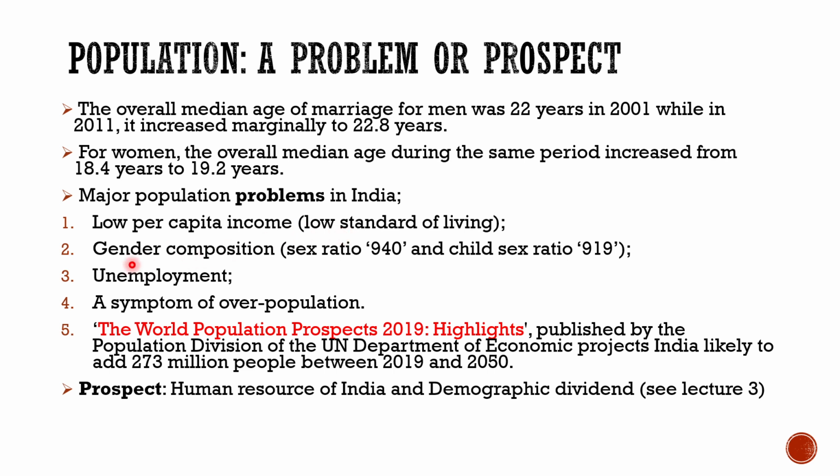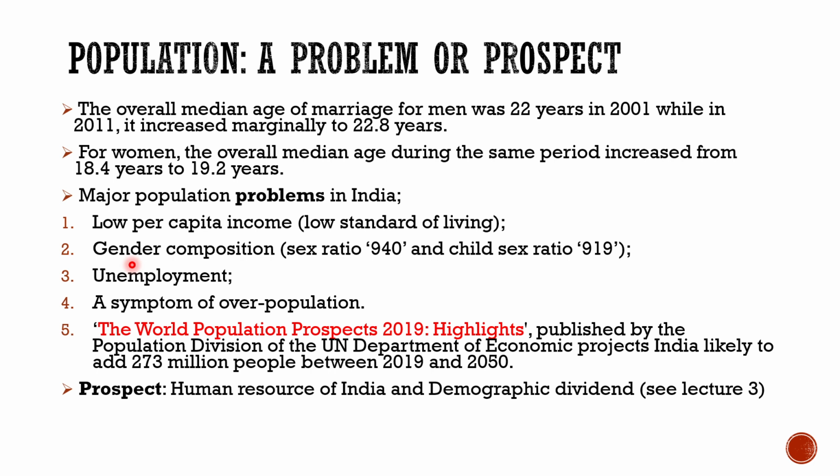The second thing is gender composition. As we see, the sex ratio is only 940 for India, 940 women per thousand men, and the child sex ratio is in a very much deteriorating situation, where we see that only 919 females per thousand males, and this child sex ratio is actually between the age of 0 to 6, and it has been decreasing over the years.